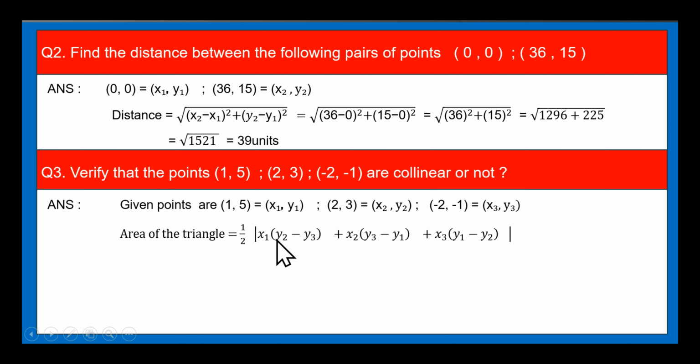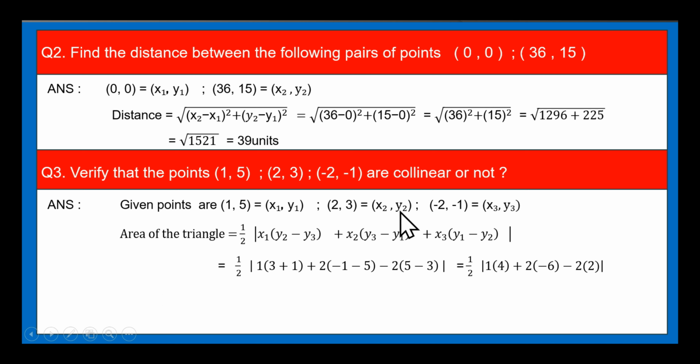And let us substitute the values now. x1 means 1 and y1 is 5. x2 is 2 and y2 is 3. x3 is -2 and y3 is -1. Let us substitute these values in the given formula. Area of the triangle is equal to half modulus x1, x1 is 1, into y2 minus y3. y2 is 3 minus y3, let us change the sign of this. Therefore, it is plus 1.